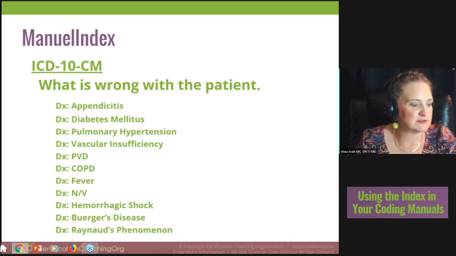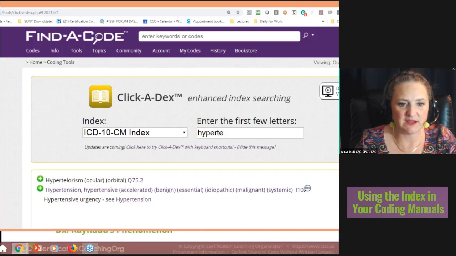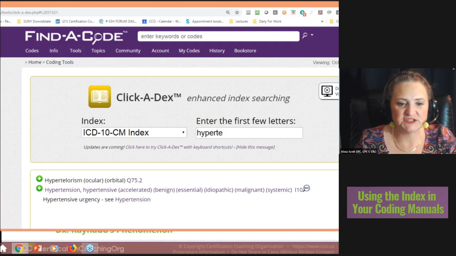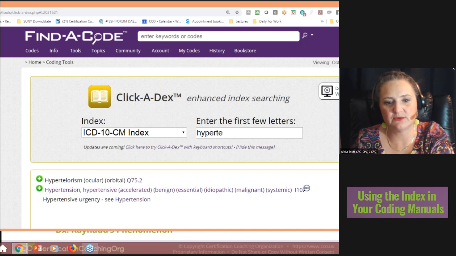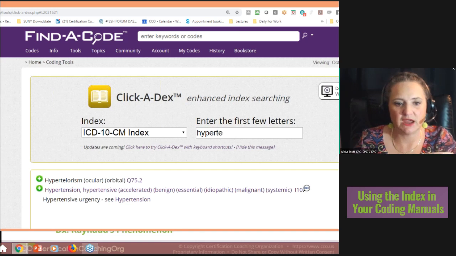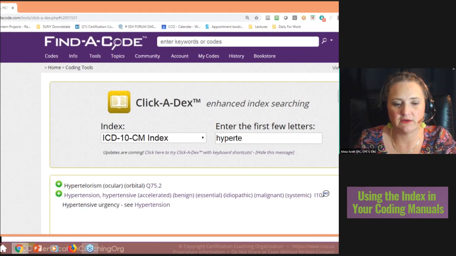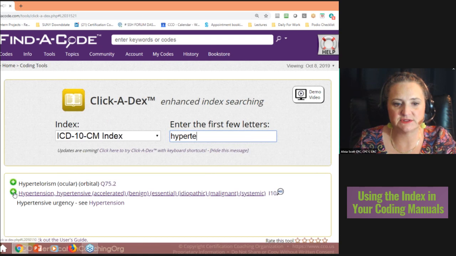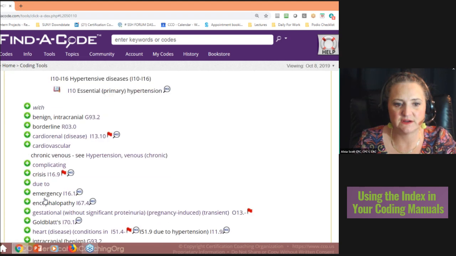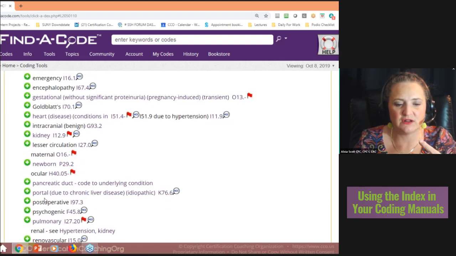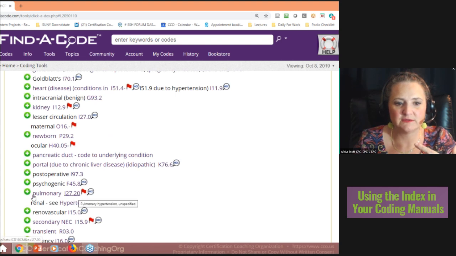So let's just give me tons of them. And here's what we got. Hypertensive urgency, see hypertension. Hypertension, and then it says all of these different types: accelerated, benign, essential, idiopathic, malignant, systemic. Okay, and those are not pulmonary, right? So let's actually do a drop down and see what we get. And then it says, hey, let's go look here. Let's see. Notice it's all alphabetized. Pulmonary.